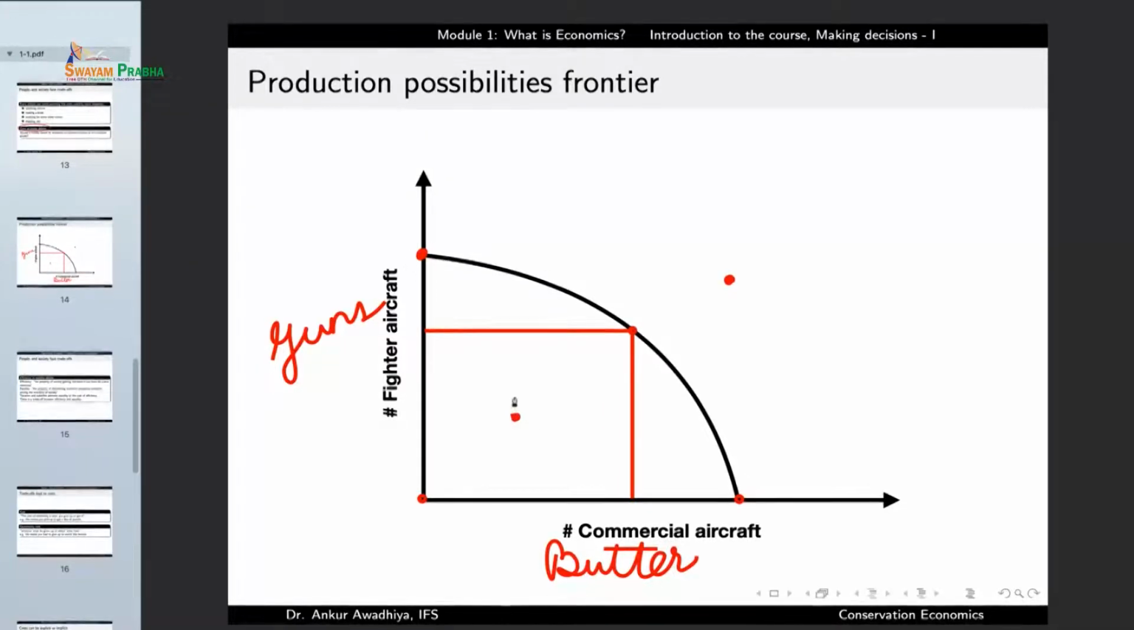If we choose a point like this, we are making fewer commercial aircraft and fewer fighter aircraft than is possible. So if we choose this point, then we will have more commercial aircraft and more fighter aircraft as compared to this point. But if we choose a point outside, then this is outside of our ability. We cannot have this point. So this is the production possibility frontier.